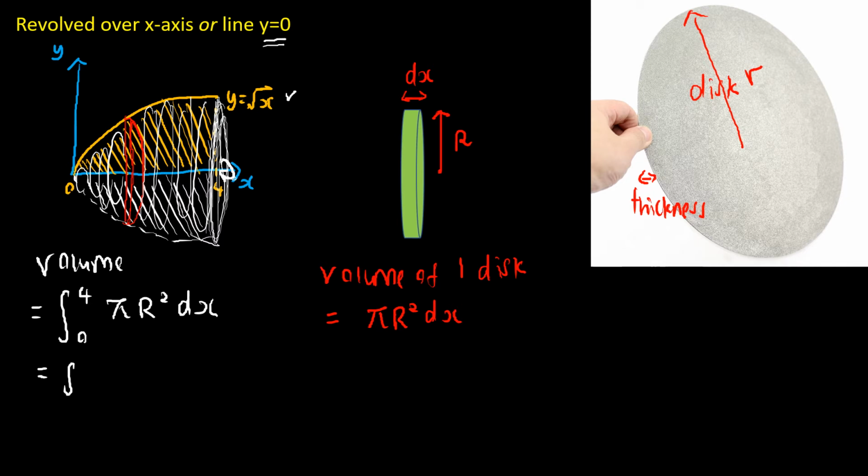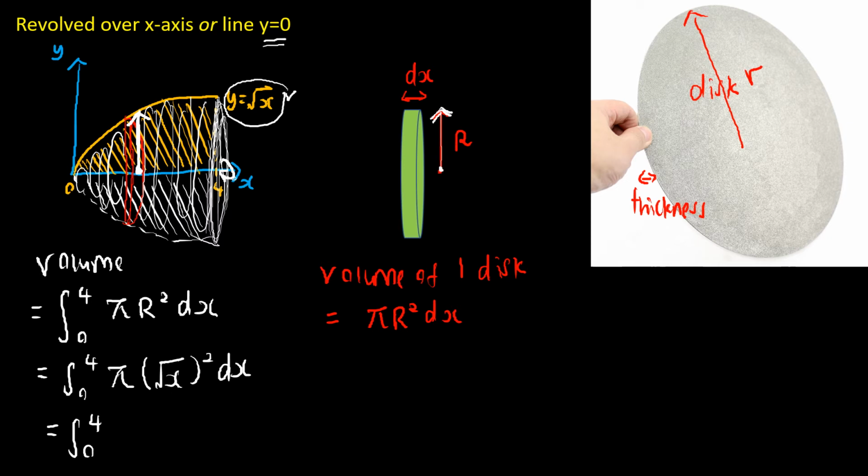Now, what should the radius be? Based on this diagram, the radius is from the center of the disc up to the surface of the disc, from here up to here. Since it is touching the line of the equation, we use the equation as the radius of the disc. The equation is square root x, with dx. Of course we put x inside the equation since this is integration over dx.